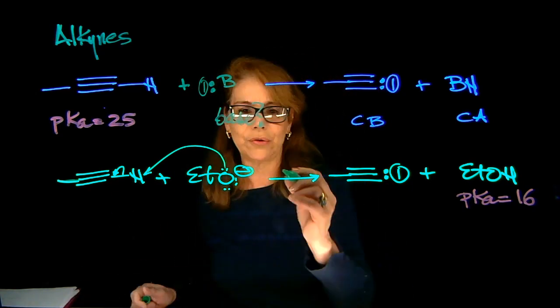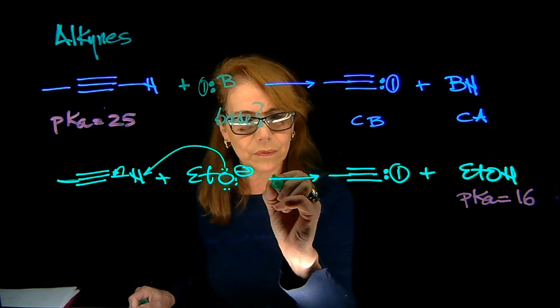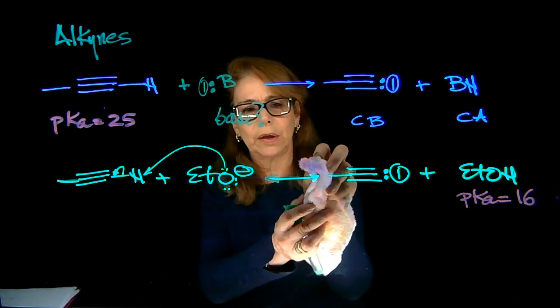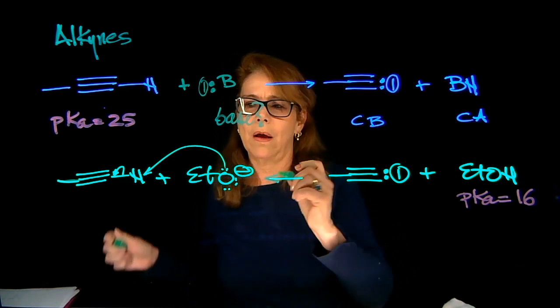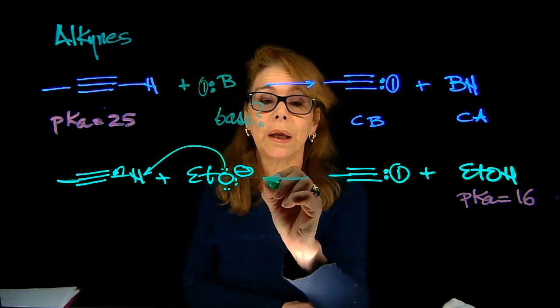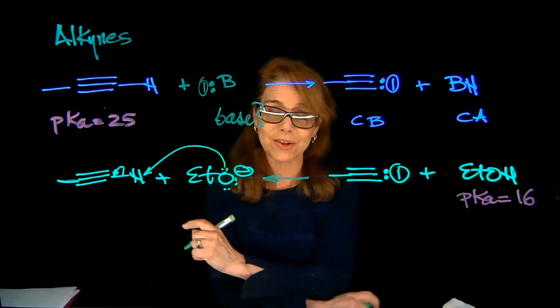So I am going to draw the big arrow in this direction, and a small one in the other direction. So pretty much not even an equilibrium, because the difference in pKa is so large that this reaction will not work.